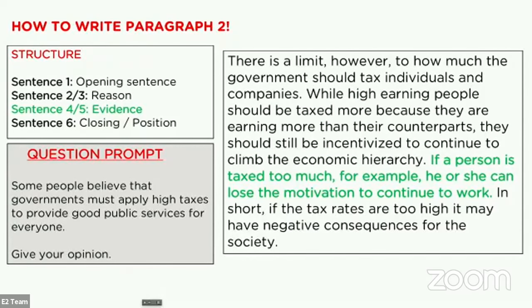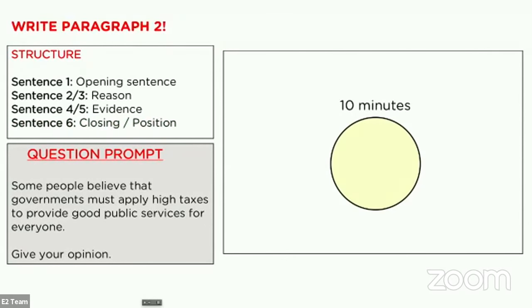What's your evidence? Well, if a person is taxed too much, for example, he or she can lose the motivation to continue to work. So what's your closing position here? Well, in short, if the tax rates are too high, it may have negative consequences for the society. Okay, so that's my paragraph 2. That was my second idea, clearly elucidated. I'm going to give you another 7 or 8 minutes to write your paragraph 2.